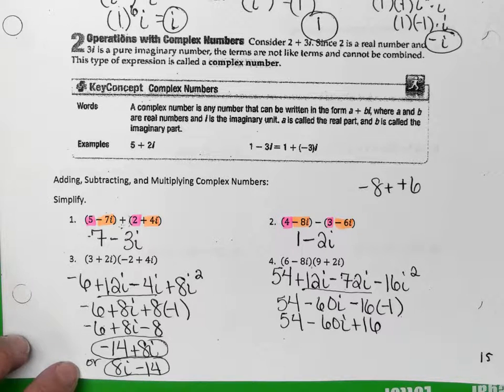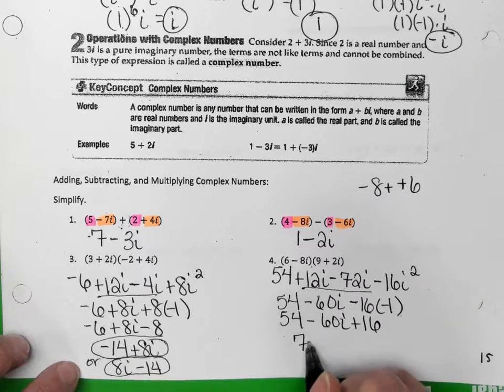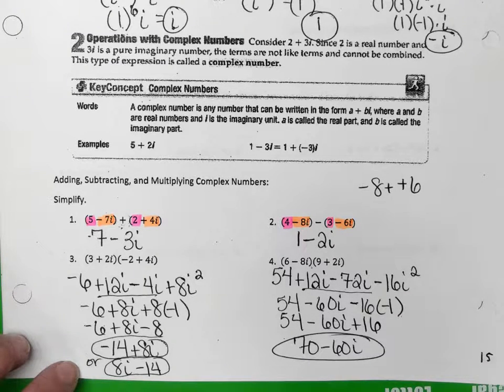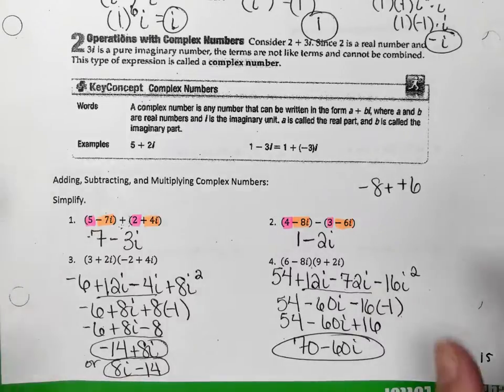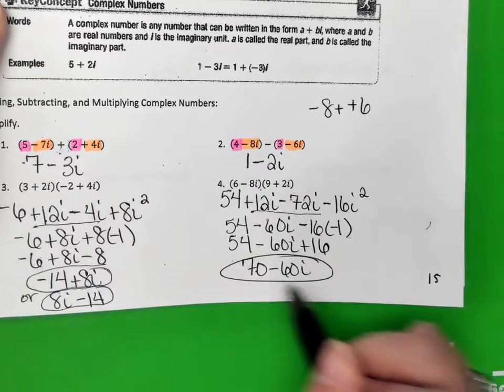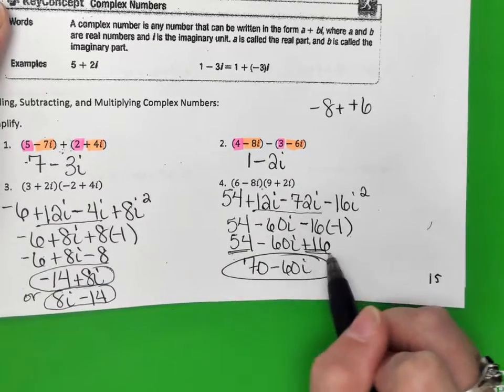All right, last thing, what can I do? 54 plus 16 is how much? 70, there you go, minus 60i. Y'all okay? Not too bad, right? Ooh, y'all quiet today. Y'all never quiet. What did you do with 16? 54 plus 16 is 70. Yeah, I just combined these two right here.